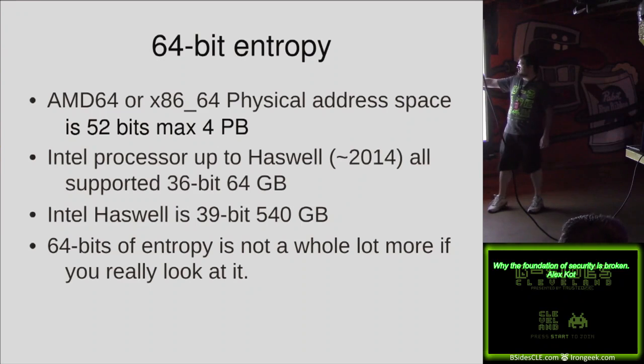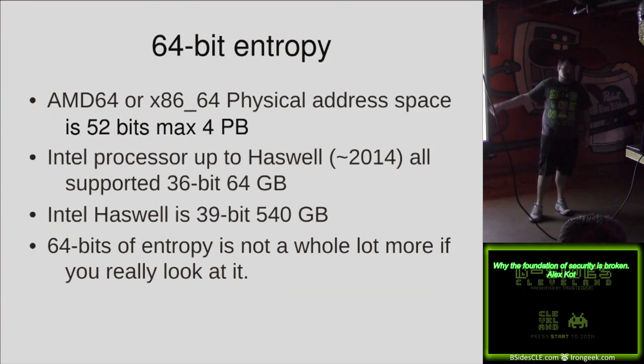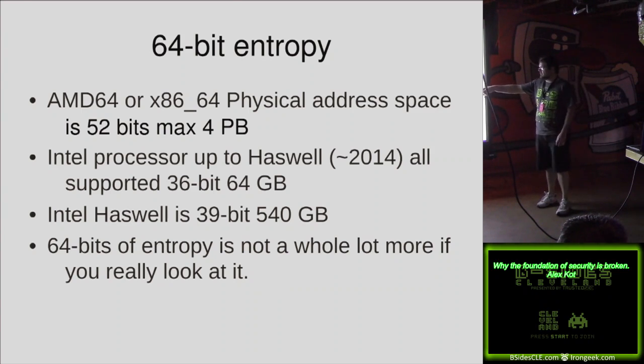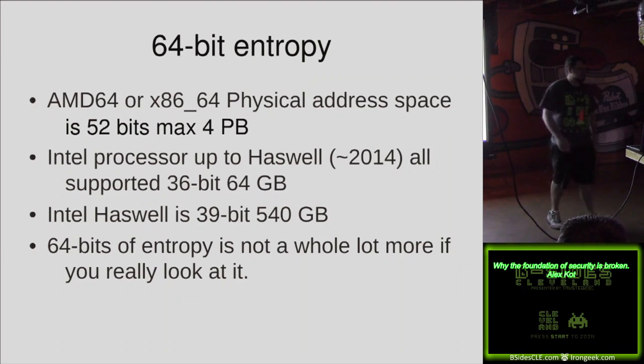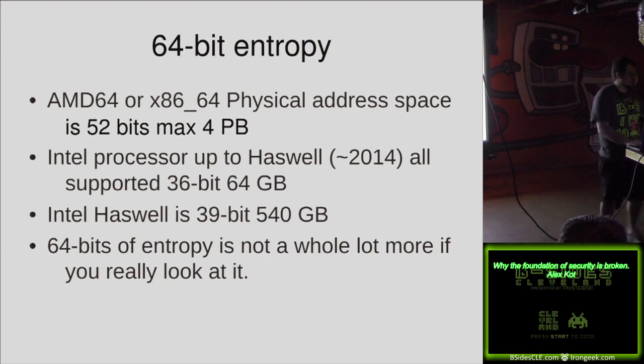Your Intel processors, like your Core 2, your i series, up to Haswell, so up to like 2014, are 32-bit physical memory address space. That's 64 gigs of RAM that you have guessing games with. Then you also have your Intel Haswell, which is basically 39 bits, so you've got a little bit more entropy. AMD, I think, does have a bit more, but really 64-bit entropy is not as much as you want on the guessing games.